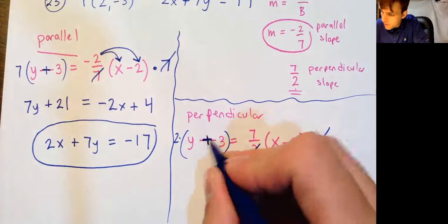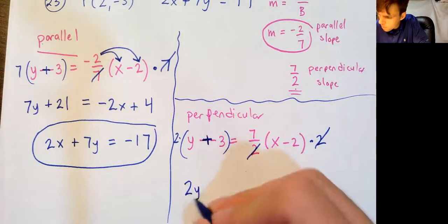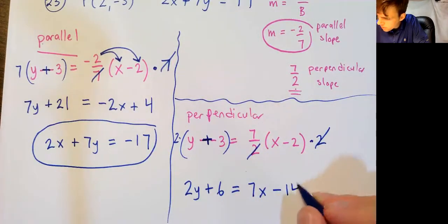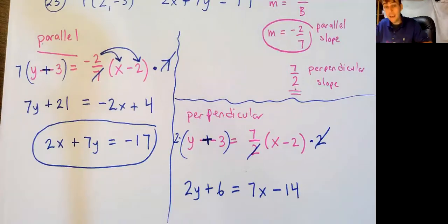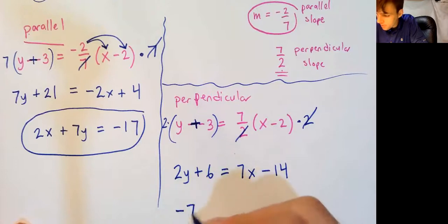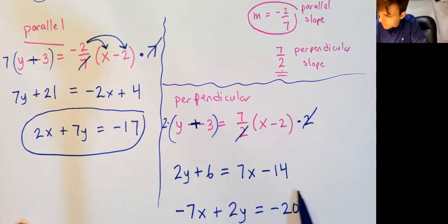Minus and negative is just plus, and now we start distributing. 2y plus 6 equals 7x minus 14. And again, a little bit of algebra rearranging things, I end up with -7x plus 2y equals -20. That is our perpendicular equation.